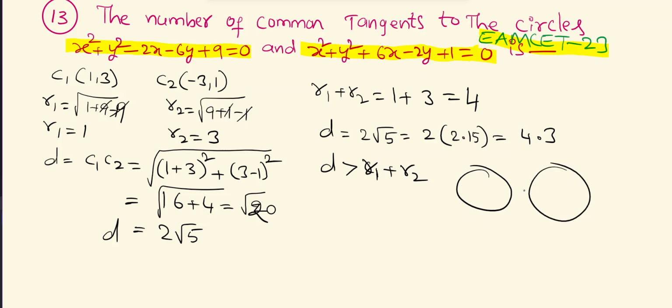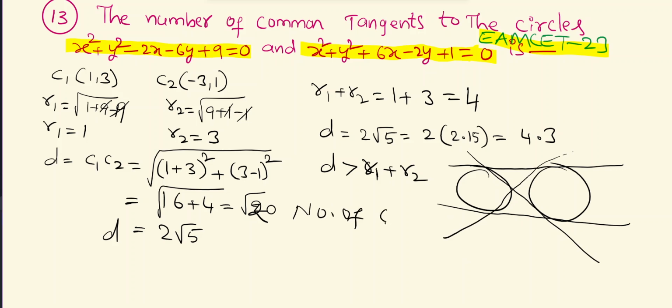So the position of the circles is separate, and the number of common tangents is equal to 4.